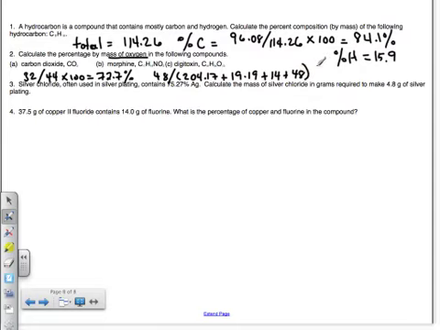Okay, so I'm going to add all that together. That gets me 285.36. So it's 48 over 285.36 times 100. And I get 16.8% oxygen. On the real page. Okay, 16.8% for B. So I'll put that down here. 2B, 16.82%.